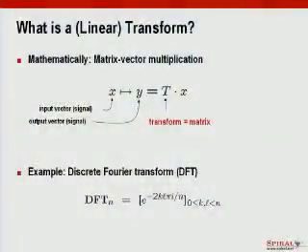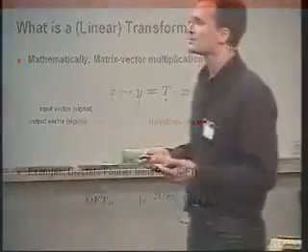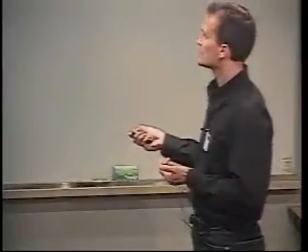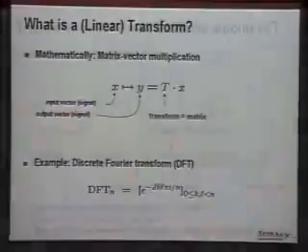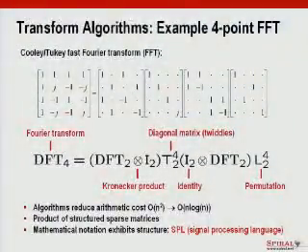Okay, so let's get to understand a little bit the inner workings of Spiral. First, what is a transform? A transform is the domain that we are dealing with. A transform is mathematically a matrix vector multiplication: input vector x, output vector y, and you multiply by a fixed matrix T. The matrix T is what we call the transform. The most famous example is the discrete Fourier transform, and the matrix looks like this. It's a dense matrix with lots of roots of unity.